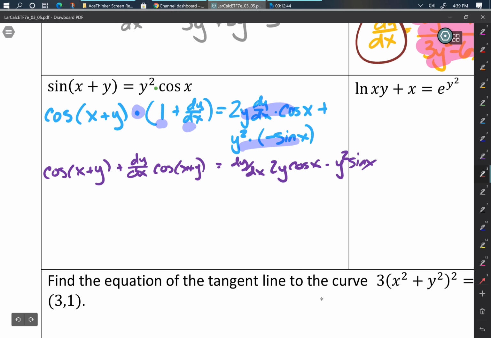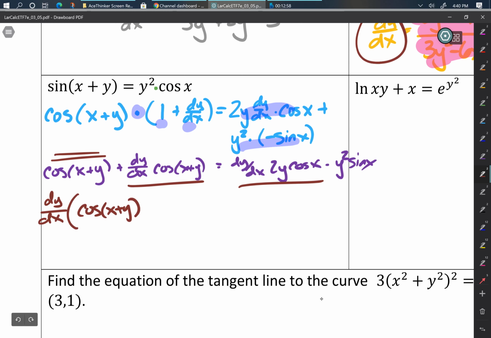Okay. dy/dx terms, bring them all to the left. Non-dy/dx terms, move them to the right. Factor on the left, I'm going to have dy/dx times that cosine(x plus y) that's already there, minus 2y cosine x that will come from the right, is equal to, let's see, that's going to be a negative y squared sine x minus cosine(x plus y).